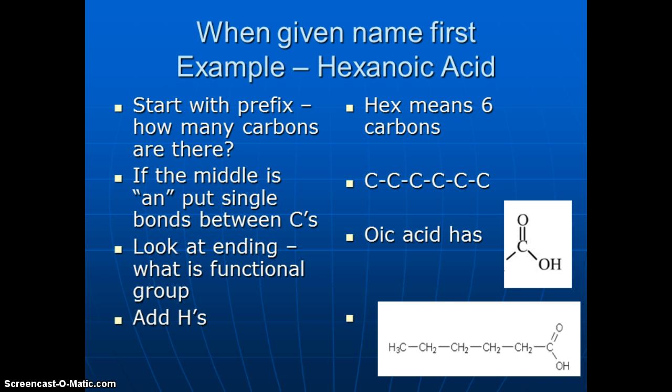So you might say, Miss Backus, we didn't talk about the H's. Well, the organic chemist assumes you know how many H's to add. Each carbon should have 4 bonds, and you add the H's as needed. So this carbon on the end only had 1 bond to C, so it must have 3 more spaces, and those are with H's. This carbon had 2 bonds already, so it needs 2 hydrogens. Same with this one, same with this one, and same with this one. So the organic chemists assume that you can add the appropriate number of H's to the molecule.